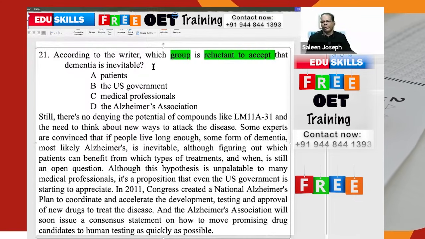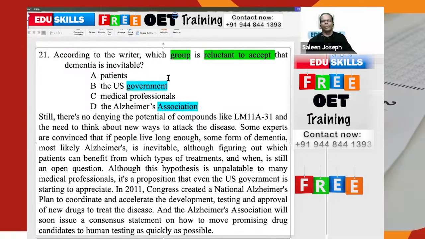We can't cure it. But some group says, no, we can't accept it. We want to cure it. Which is that group? Is that group referred to patients or to US government or medical professionals or Alzheimer's Association? Medical professionals and patients are two groups relevant in the health profession.